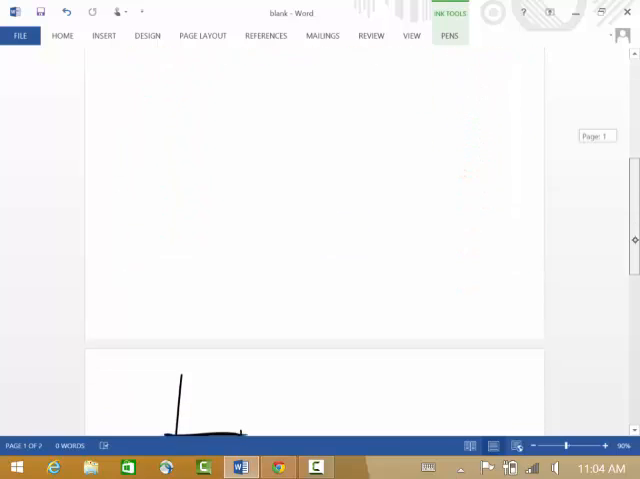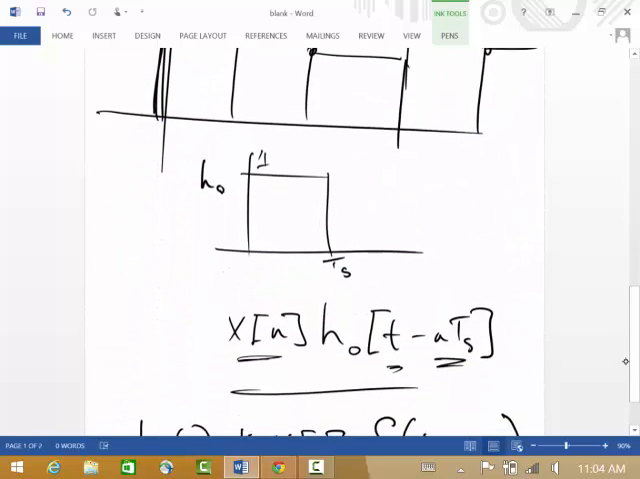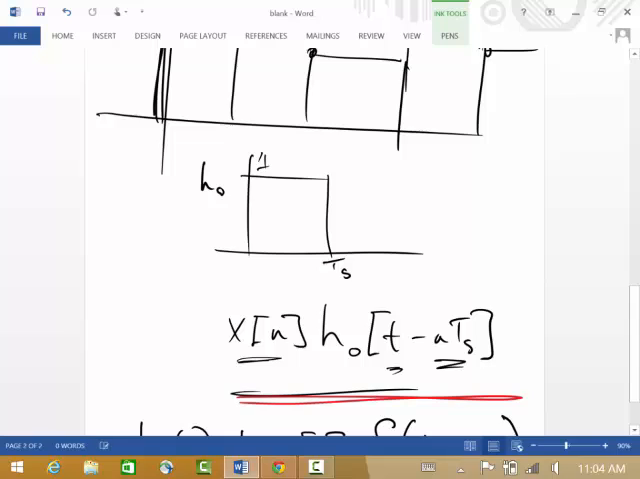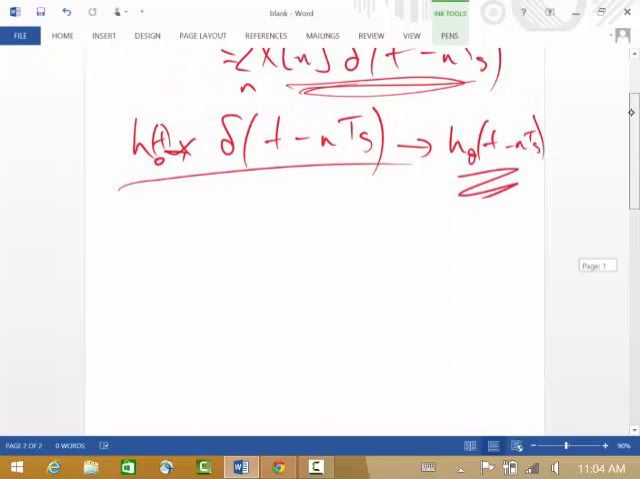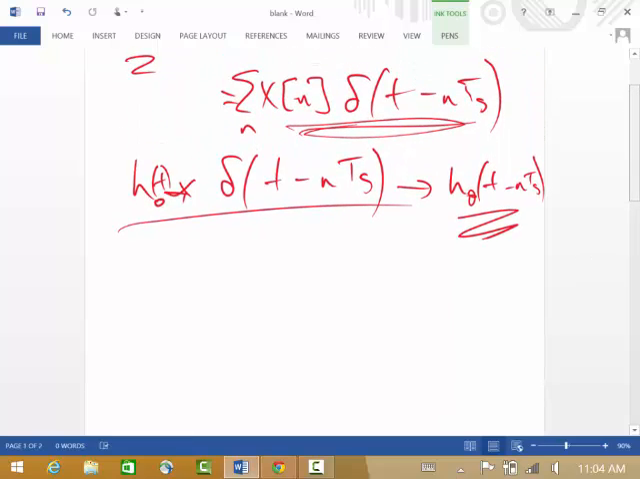We had, wherever it's gone, this is our set of histograms. So what this all shows is that the difference between the set of histograms was the sum over n of x[n] h0(t - nTs).